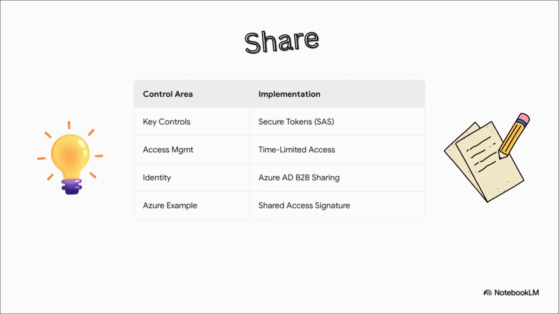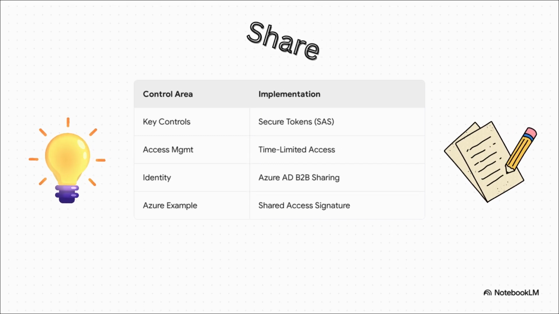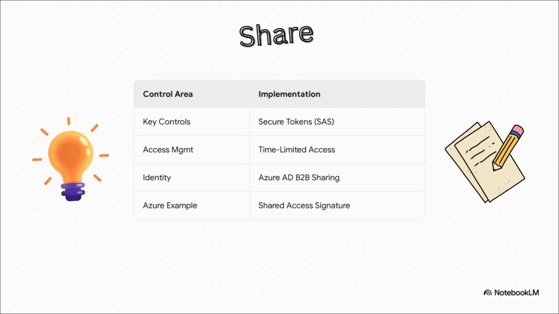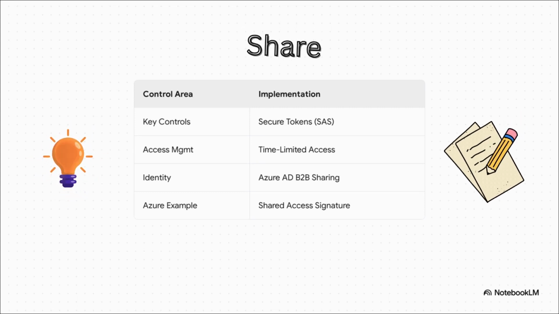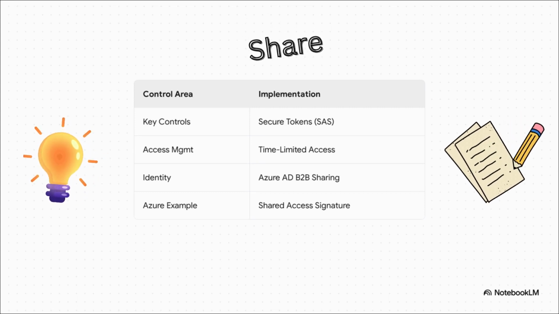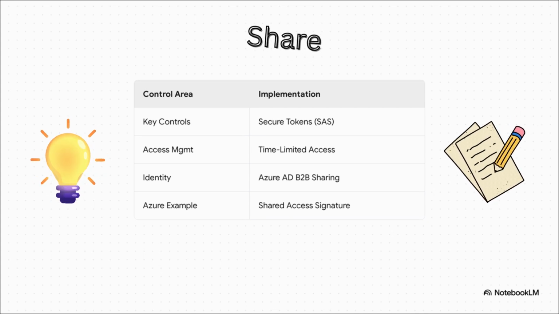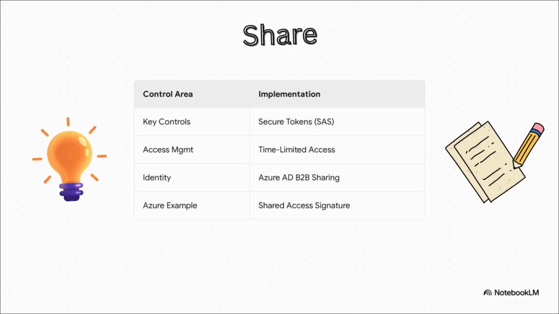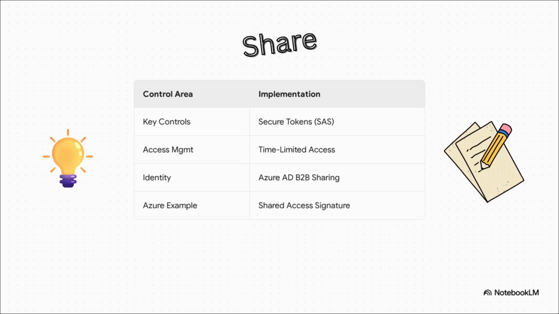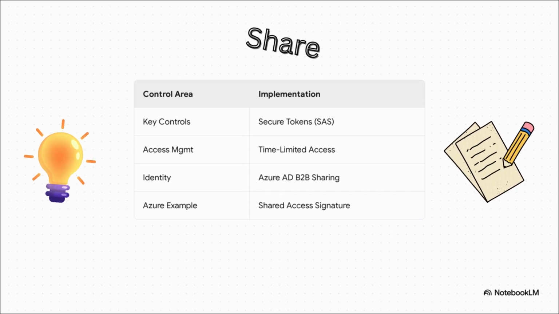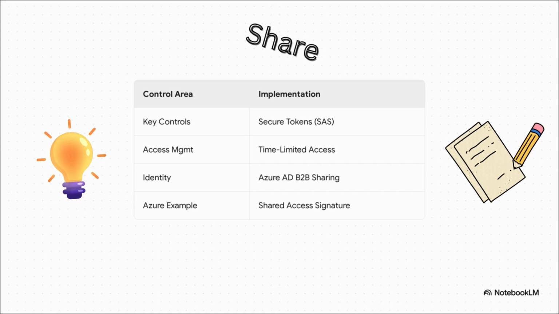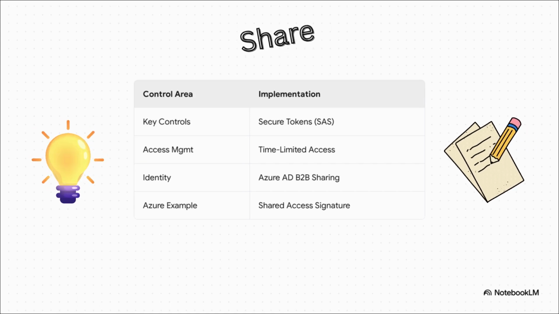Let's be honest, sharing is where so many security plans fall apart. Just sending out a public link? That's a huge no-no. The right way to do it is with temporary, super specific keys called shared access signatures, or SAS tokens. Think of it like giving someone a digital guest pass. It controls exactly who gets in, what they can do, and, this is key, for how long. Once time's up, that pass is useless.